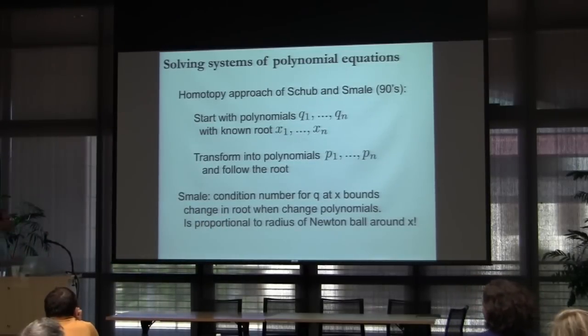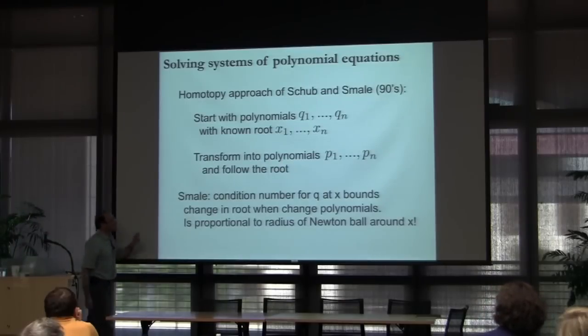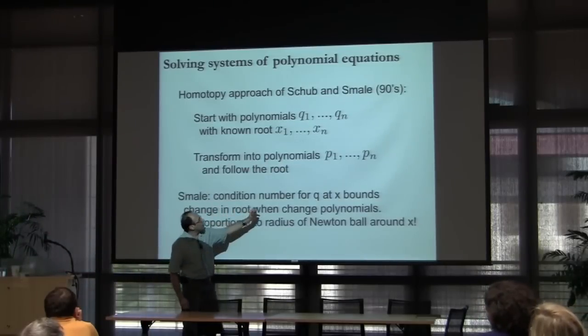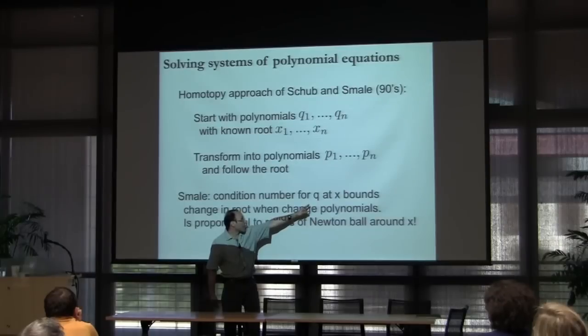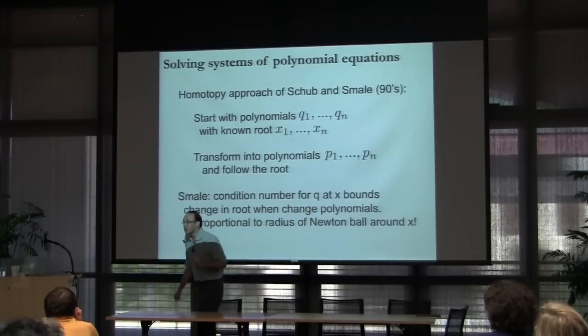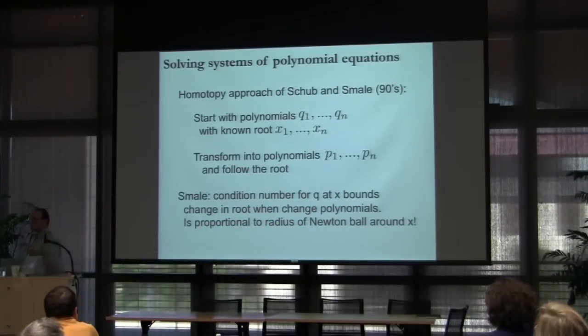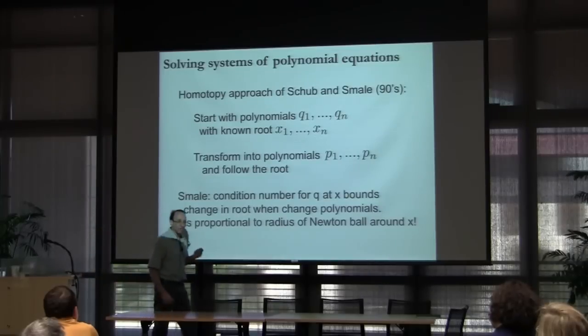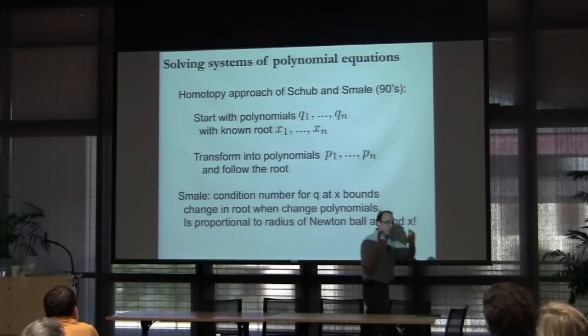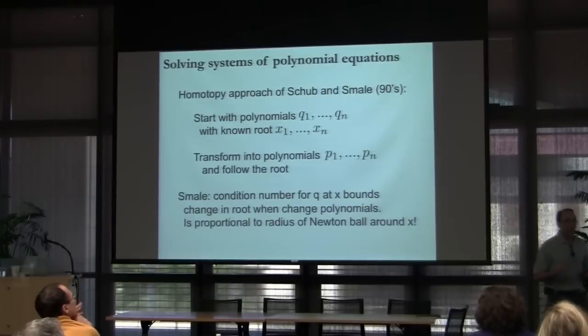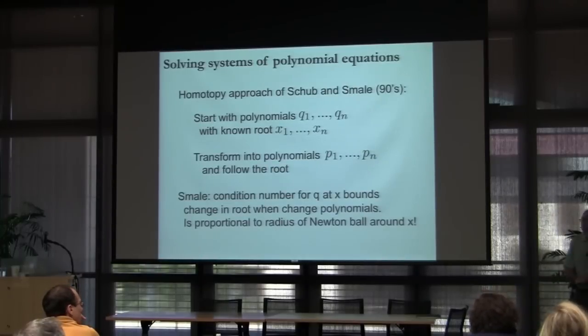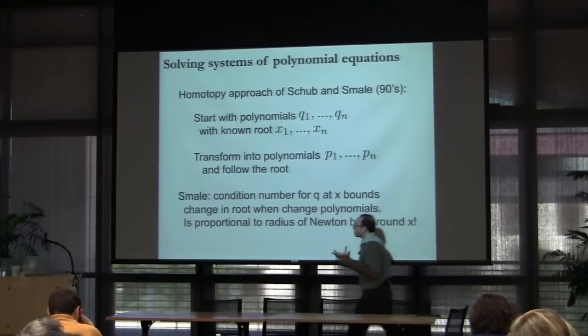Okay, well, one great thing Smale proved is that if you look at the condition number of the problem, that is for a set of polynomials q at a root x, when you look at that condition number, the condition number of the problem, meaning how much the root can change when I change the polynomials, is proportional to the radius of the Newton ball. So we can understand the radius of the Newton ball by understanding the condition number of the problem we're studying. So the condition number will depend on which root you are examining, but every root does have a condition number. You just look at how much does it move as I change the equations. So that enables you to understand things.